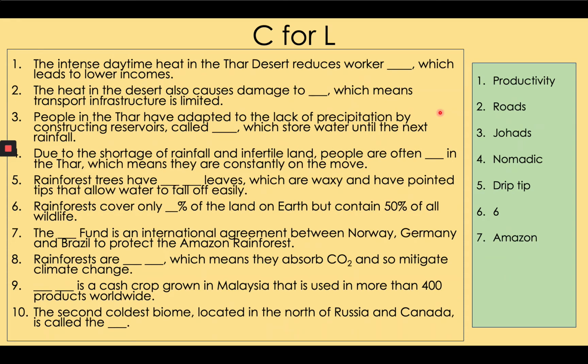7. The Amazon Fund is an international agreement between Norway, Germany and Brazil to protect the Amazon rainforest. 8. Rainforests are carbon sinks, which means they absorb CO2 and so mitigate climate change. 9. Palm oil is a cash crop grown in Malaysia that is used in more than 400 products worldwide. 10. The second coldest biome, located in the north of Russia and Canada, is called the tundra.